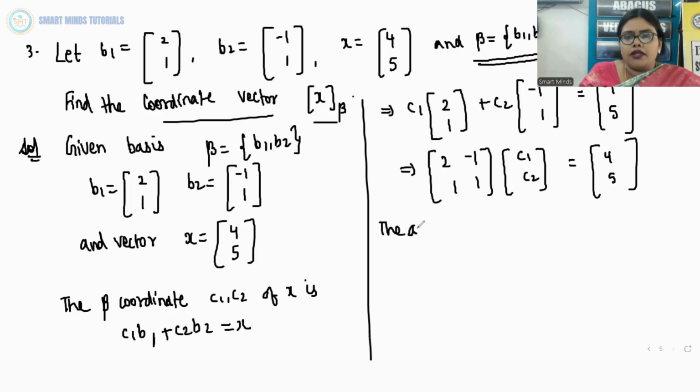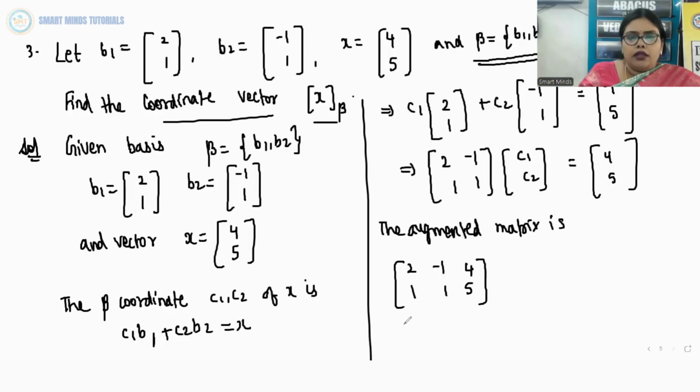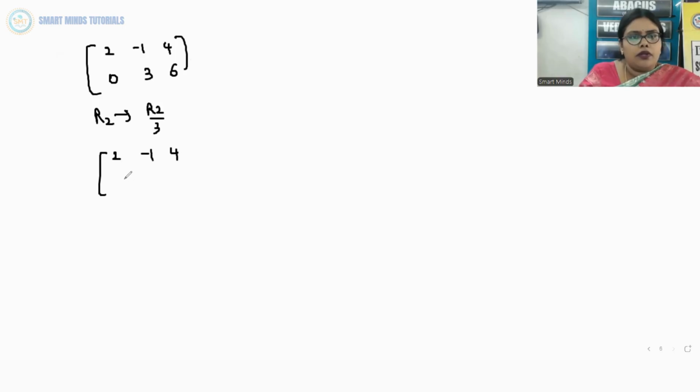Now what is the augmented matrix? The augmented matrix is 2 minus 1 4, 1 1 5. Now we need to apply row transformation to make this element 0. How can we make that? R2 is 2R2 minus R1. If you apply the row transformation, you will get 2 minus 1, 4. We have not changed the first row. In the second row, 0, 3 and 6. Now in the second row, both 3 and 6 are multiples of 3, so you can cancel by 3. R2 is R2 by 3. So 2 minus 1, 4, 0, 1, 2.